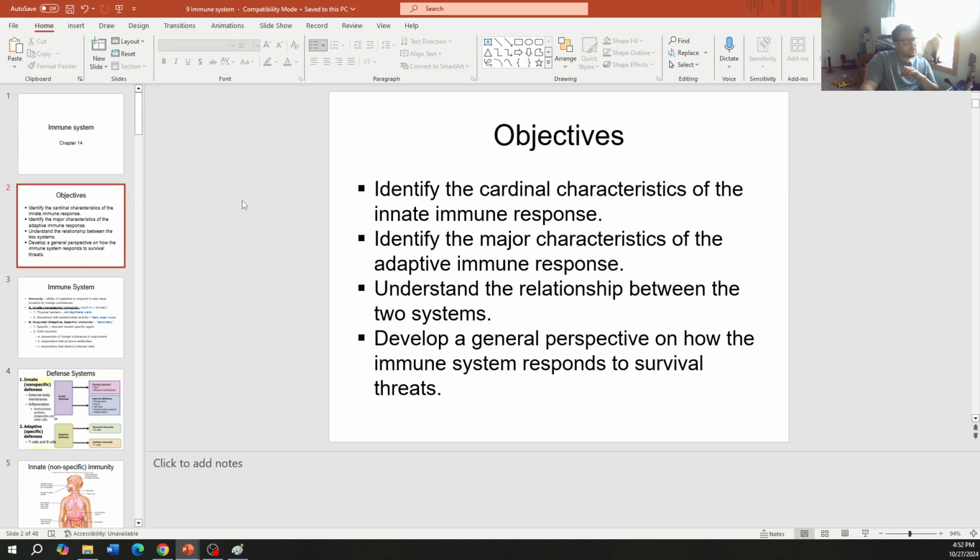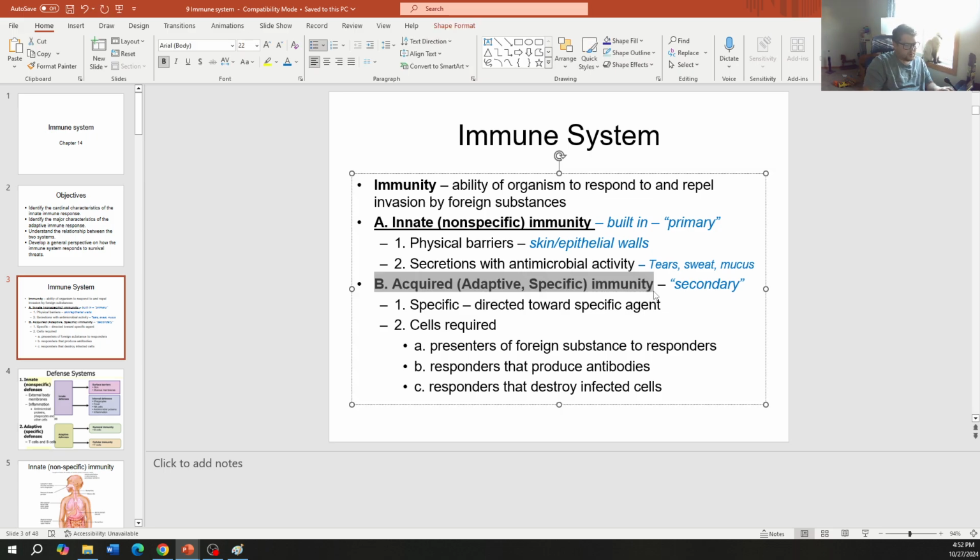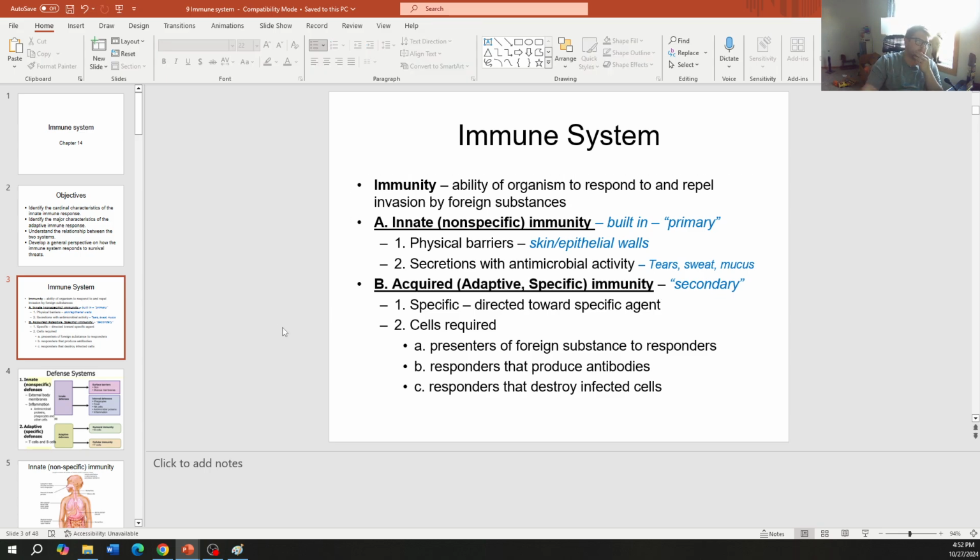So, starting with the immune system, we want to talk about two different types of immune systems that we have. I should say two different branches or arms of our immune system. First and foremost, immunity is the ability of the organism to respond to and repel invasions by foreign substances. Foreign substances can literally mean anything that's not supposed to be inside of our bodies.